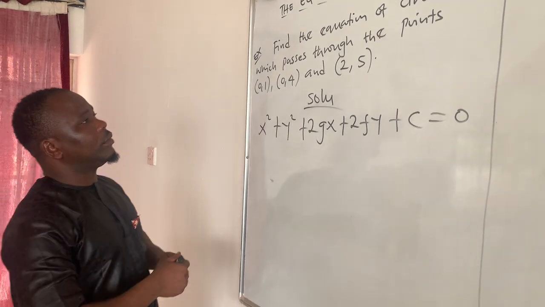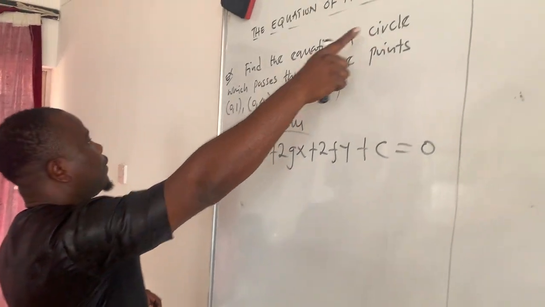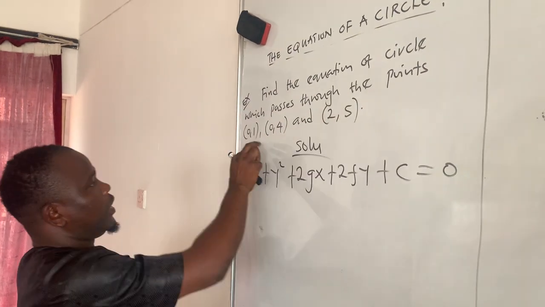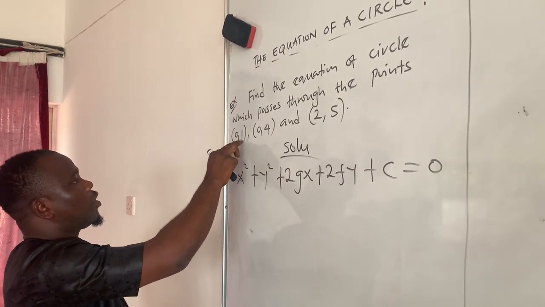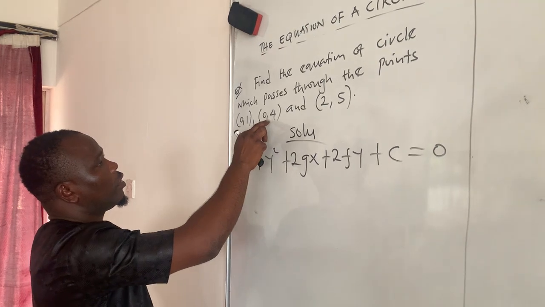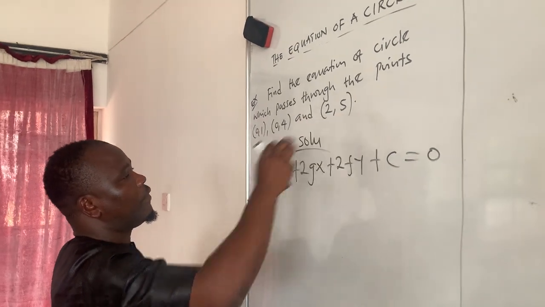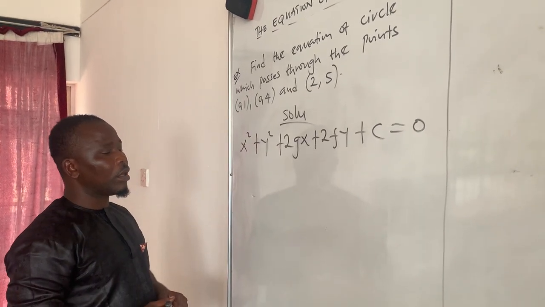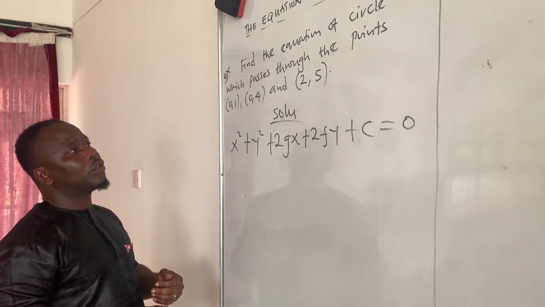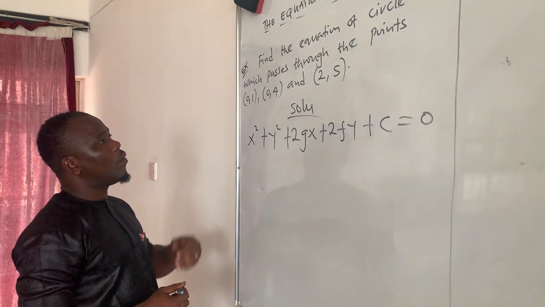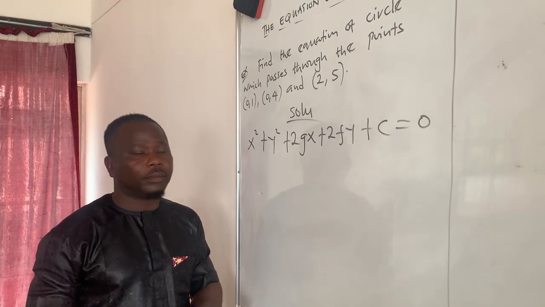Look at the question. The question says find the equation of the circle which passes through the points (0, 1), (0, 4), and (2, 5). Okay, we are going to solve it one after another. Is that clear?